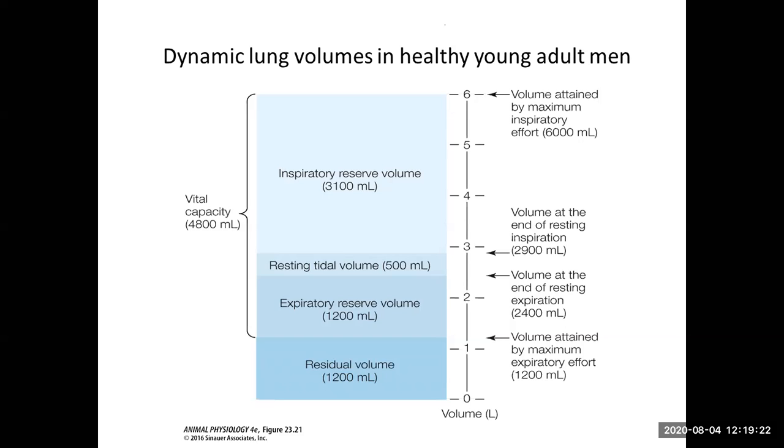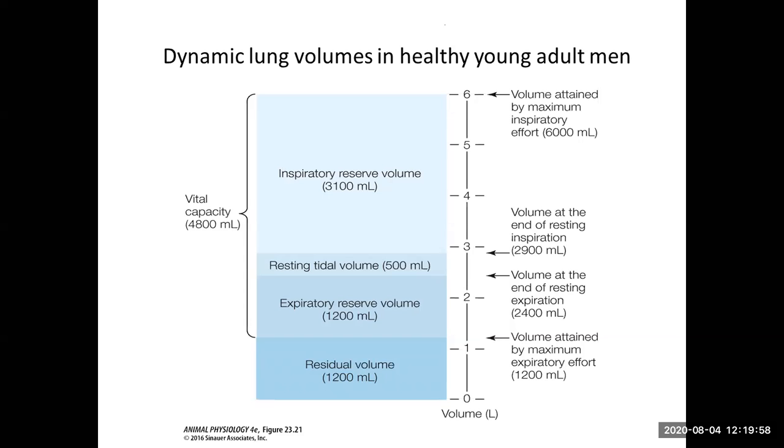So let's take an example of resting young men. The volume of the lungs at the end of inhalation is about 2,900 milliliters, whereas that at the end of exhalation is about 2,400 milliliters. The maximum volume of air that an individual can expel beyond the resting respiratory level is termed the resting expiratory reserve volume. In healthy young men, it's about 1,200 milliliters of the 2,400 milliliters of air.